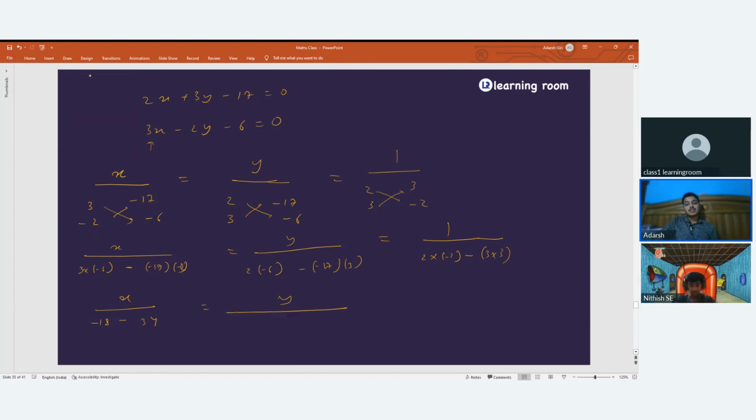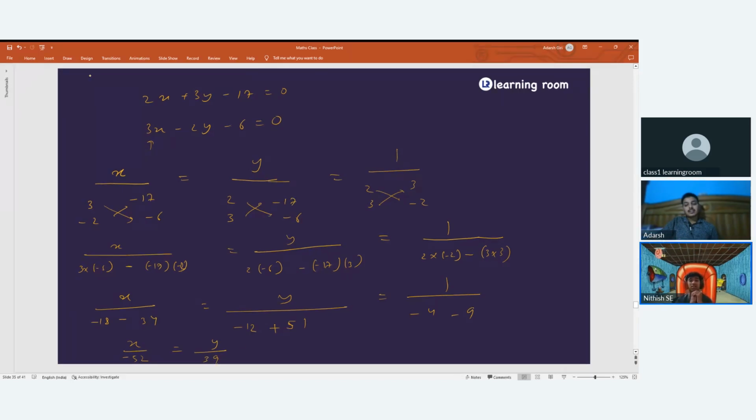It will be y by minus 12, and minus plus minus plus minus and minus, it will be plus 34, 51. Then it will be 1 by minus 4 and minus 9. So it will be x by minus 52 is equal to y by plus 39. It will be 1 by minus 13. Agree? Minus 13.